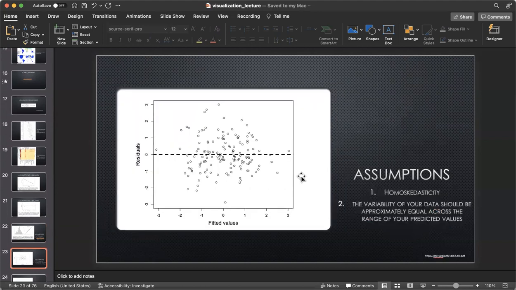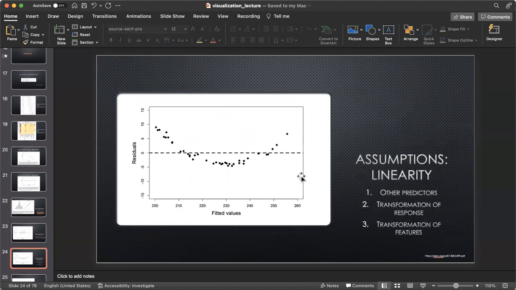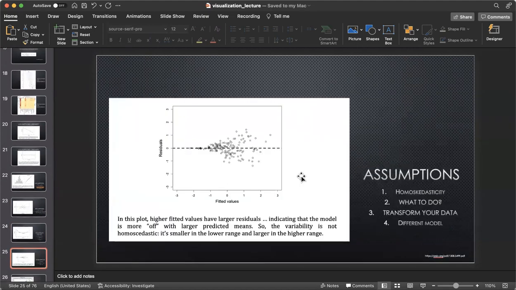Ultimately, your residuals versus your fitted values should look like this hairy ball right here. It should be sort of clustered like this. It should not look like this. And it should not look like this, which is telling you that at higher fitted values, the residuals are higher. If it is, then you need to transform your data or look at a different model.